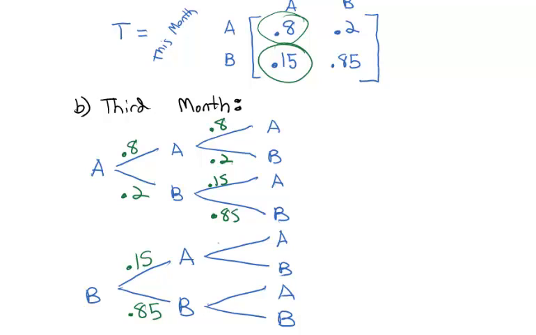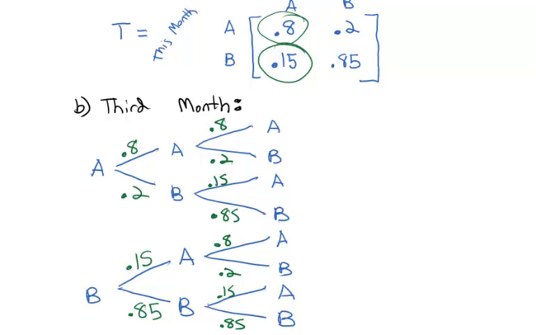Same thing in the second half. A to A happens 0.8. A to B happens 0.2. B to A happens 0.15. And B to B happens 0.85.